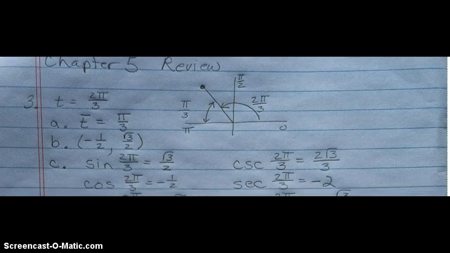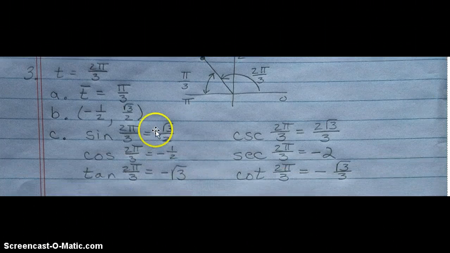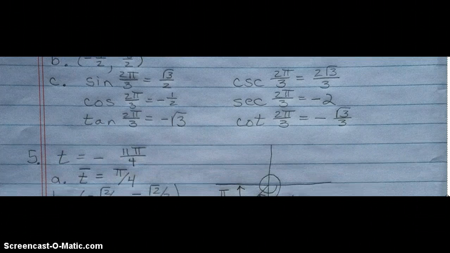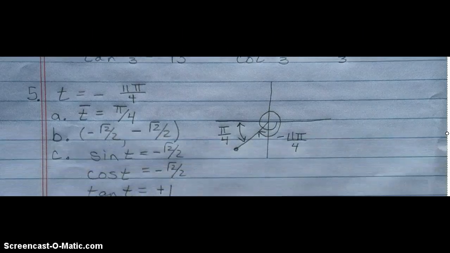Using the x and y value, x is always the cosine, y is the sine. So the cosine must be negative 1/2. The sine is square root of 3 over 2. You know the cosecant is 1 over the sine. The secant is 1 over the cosine. And finally you do the tangent. It's sine over cosine. And cotangent is the reciprocal of the tangent. You have to rationalize the denominator. So you have negative square root of 3 over 3.